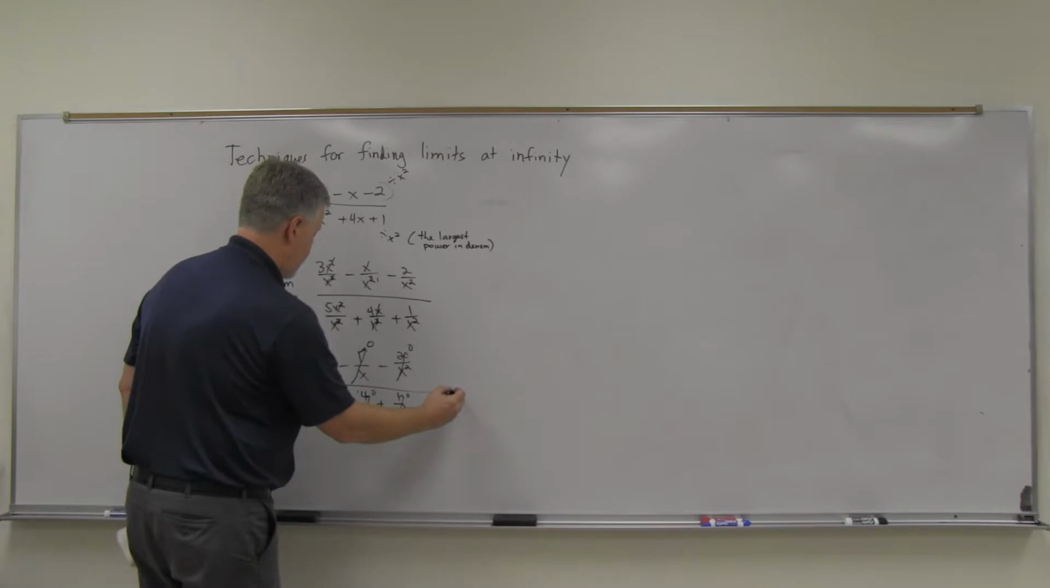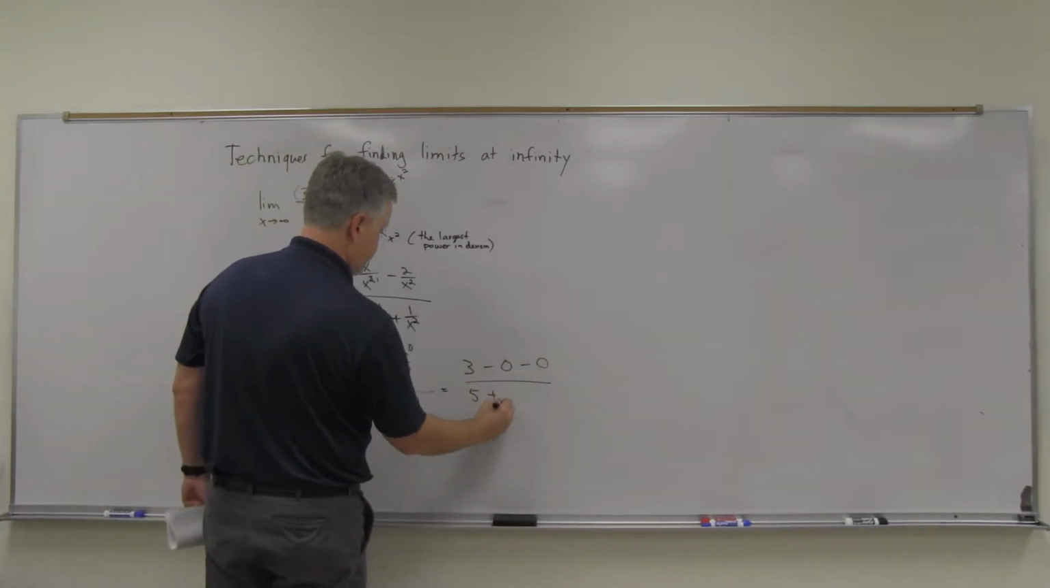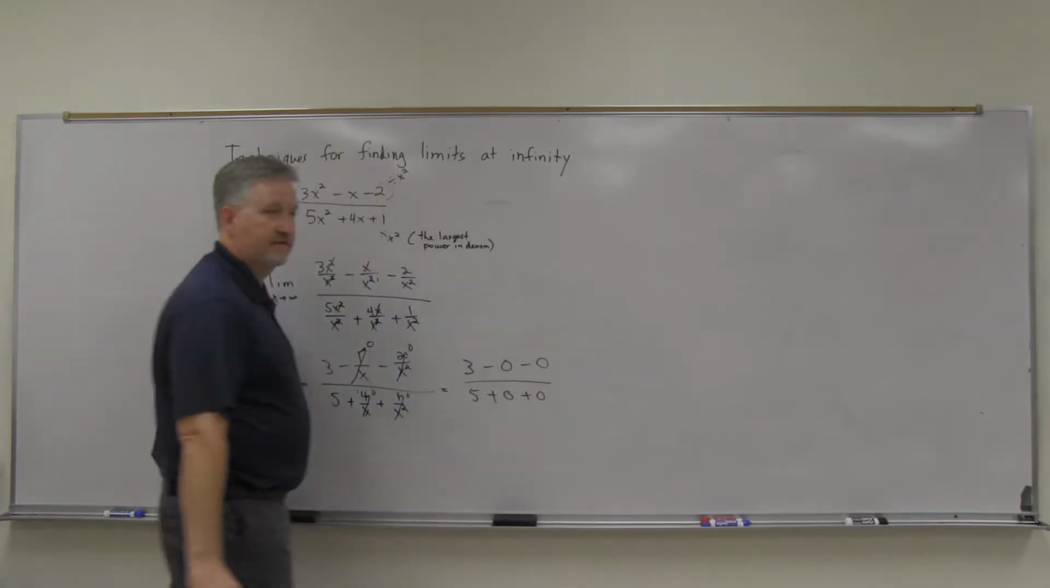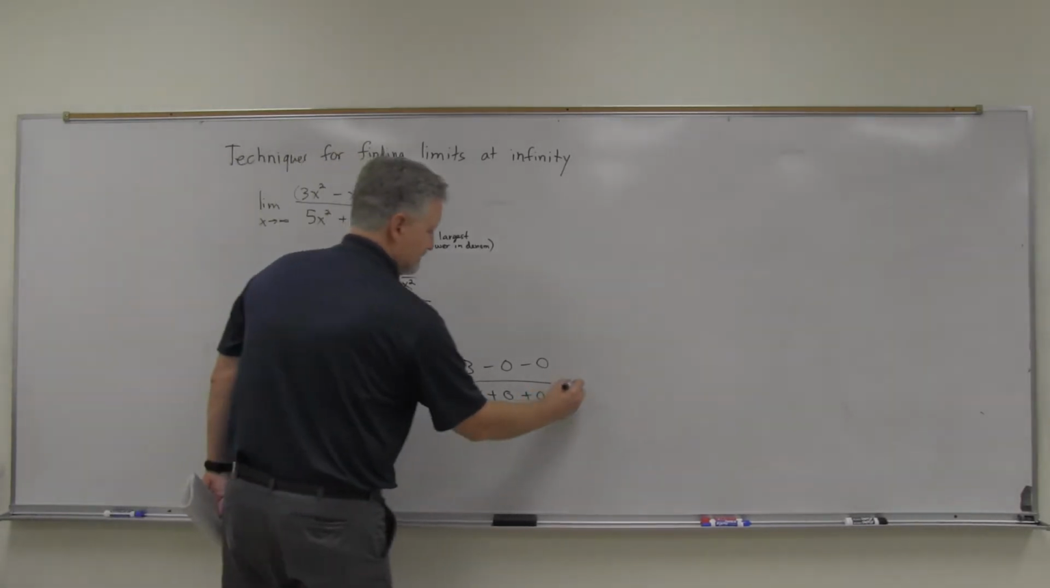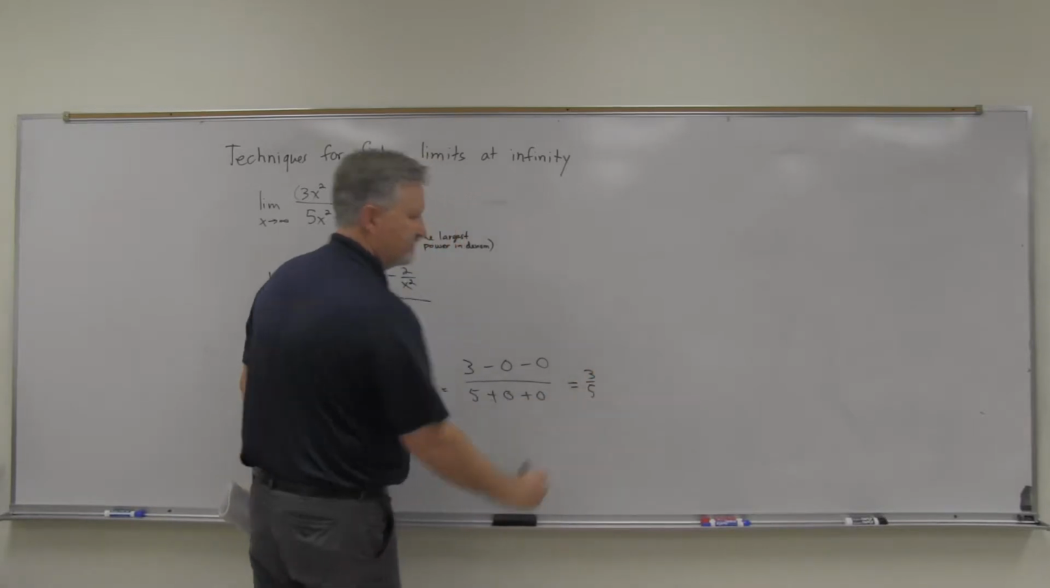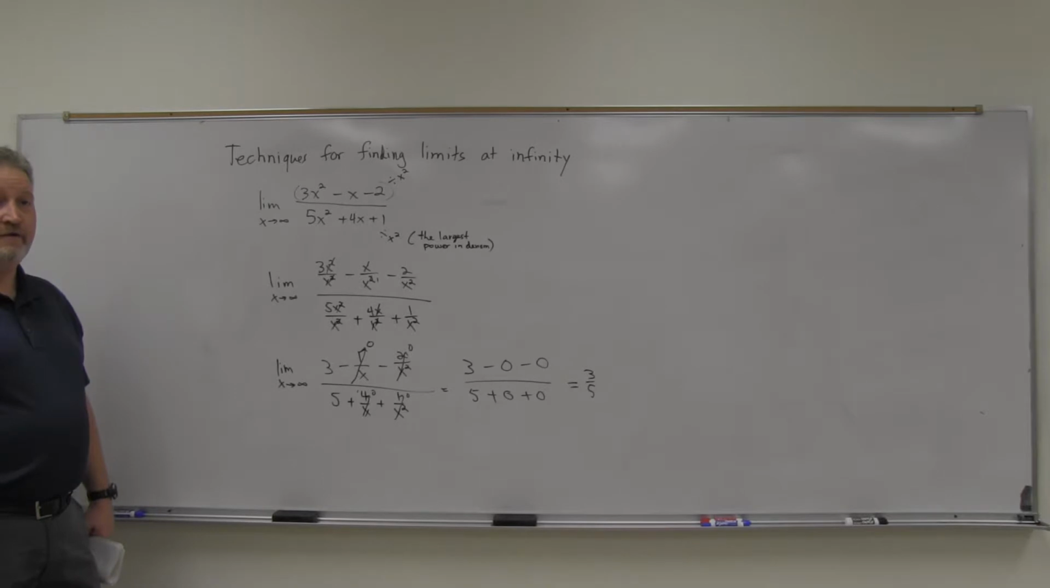So here's what I've got. I've got 3 minus 0 over 5 plus 0 plus 0. I've got this figured out, don't I? It's 3/5. That's my limit as x goes to infinity. It's 3/5. Okay?